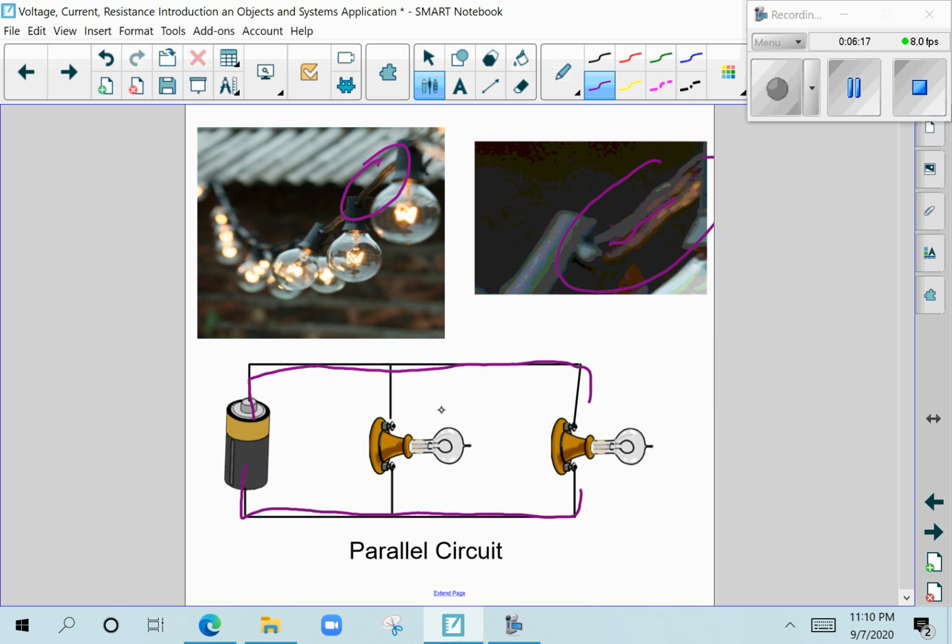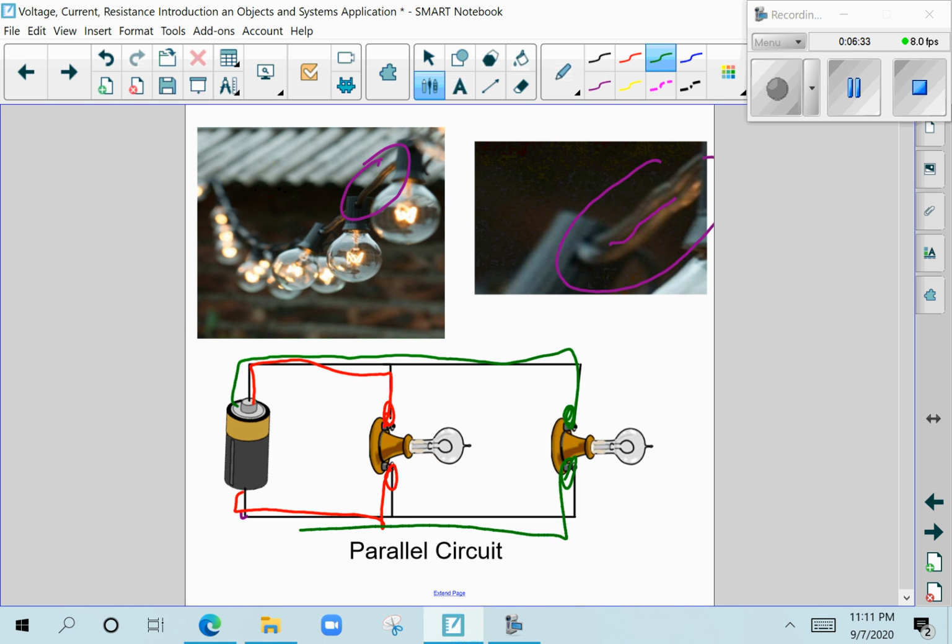This means that each light bulb is in itself directly connected. So we can see that this light bulb is connected directly this way, and this light bulb is directly connected this way. When this happens, we call these parallel circuits.